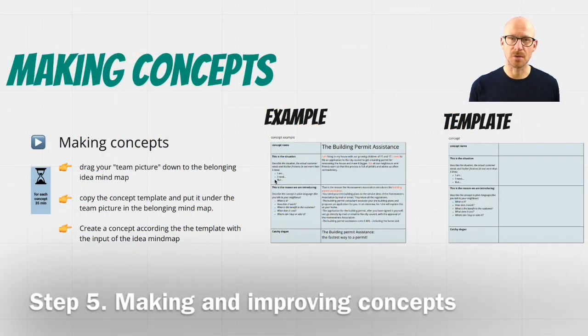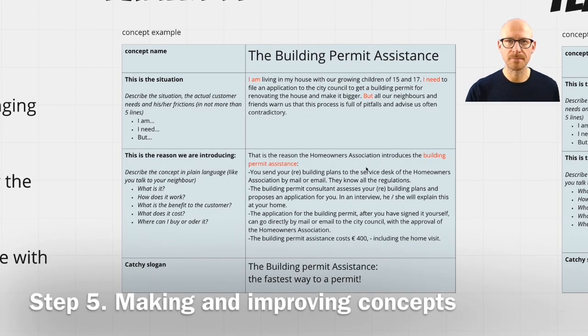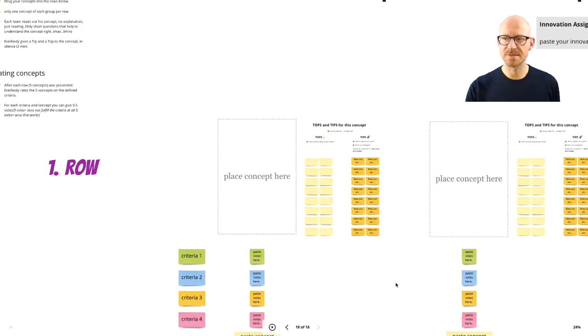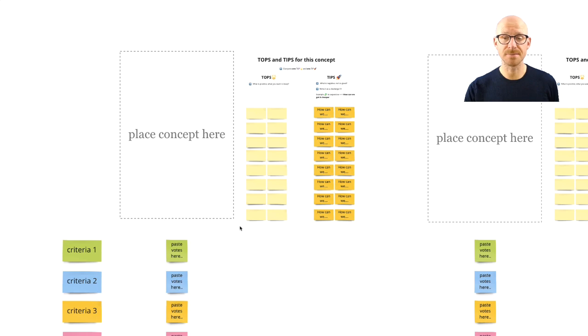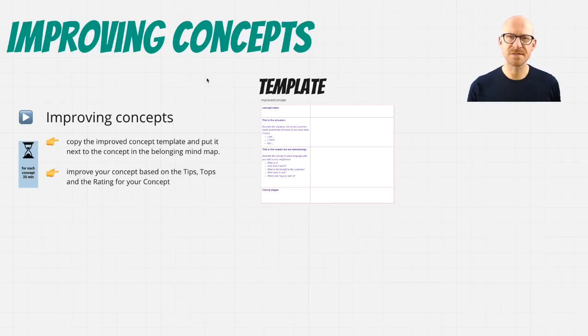The fifth step is making concepts. With all the input of the idea mind maps, teams now generate concepts. These concepts have 4 sections: concept name, the situation with the customer and the friction, the description of the concept itself, and a catchy slogan. After this, all concepts will be presented and rated. Rated means each participant gives a top and a tip, and it will be rated according to the most important criteria according to the innovation assignment. This is valuable input for improving the concept.